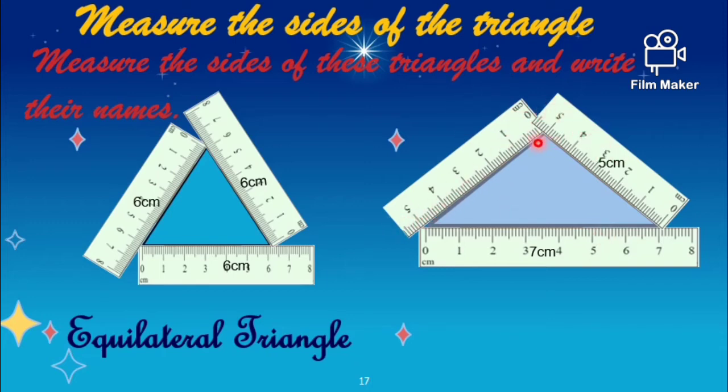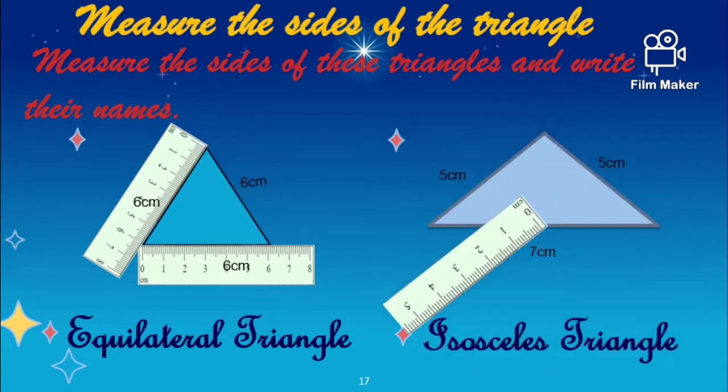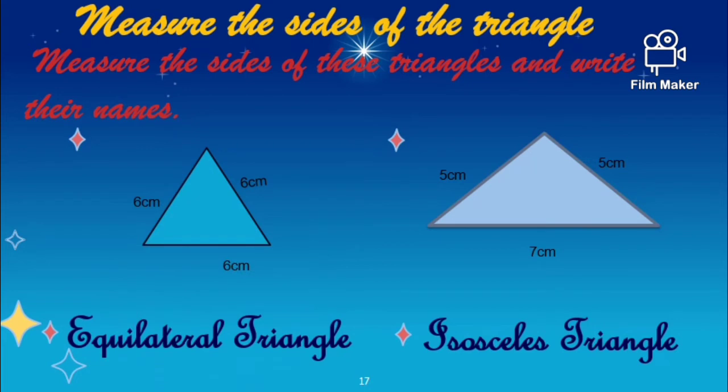It means these two sides of this triangle are equal in length. If the triangle has two equal sides, it is called an isosceles triangle. It means the given triangle is an isosceles triangle because it has two equal sides, and that type of triangle is called an isosceles triangle.